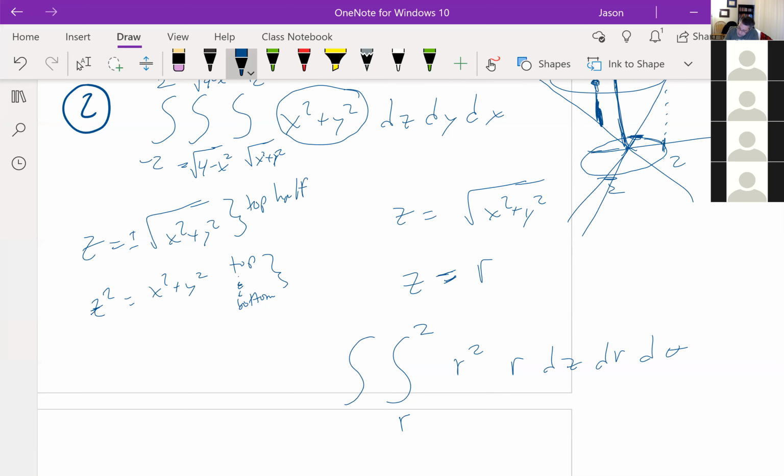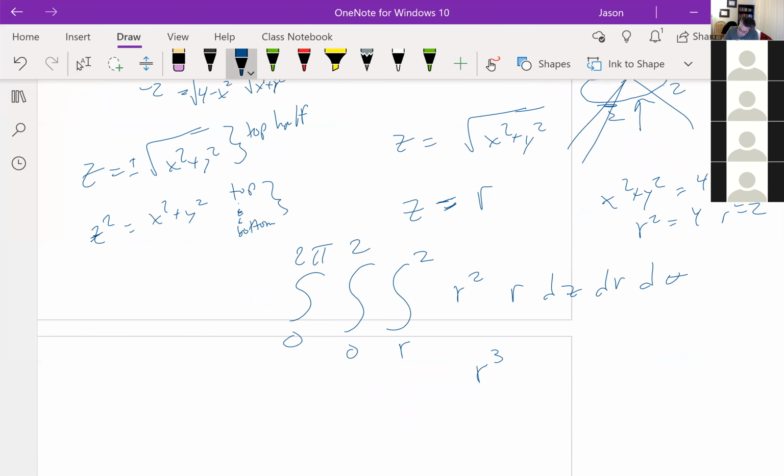Now what does R go from? Well, this is a circle of radius 2, so R goes from 0 to 2. This is in the xy plane. This is x squared plus y squared equals 4, or R squared is equal to 4, so R is equal to 2. So this goes from 0 to 2. And then what's theta go from? It's all the way around, so it's 0 to 2 pi. Okay, well, this is easy.